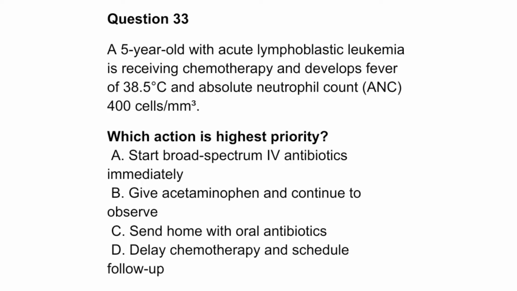Question 33. A 5-year-old with acute lymphoblastic leukemia is receiving chemotherapy and develops fever of 38.5 degrees Celsius and absolute neutrophil count, ANC, of 100 cells/mm³. Which action is highest priority? A. Start broad-spectrum IV antibiotics immediately. B. Give acetaminophen and continue to observe. C. Send home with oral antibiotics. D. Delay chemotherapy and schedule follow-up.